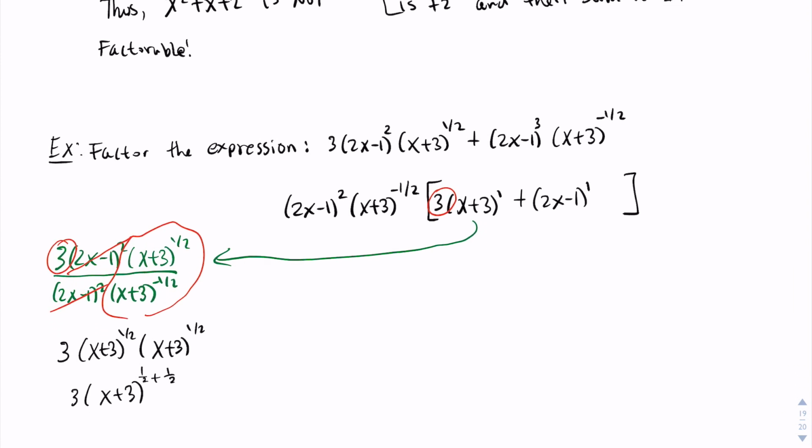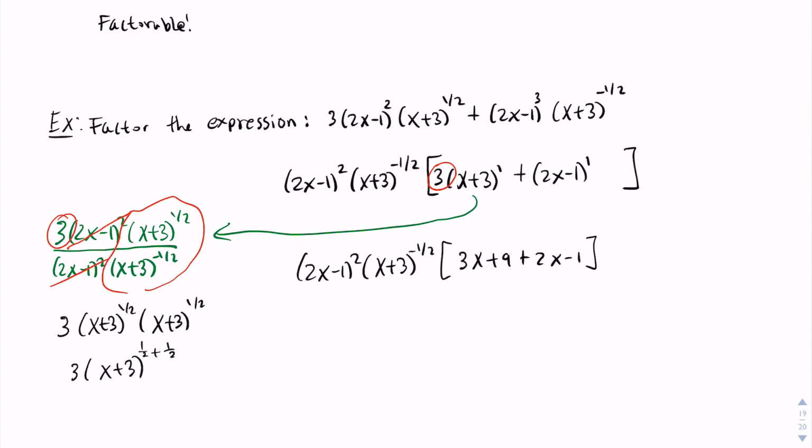Now, the last thing you have to worry about is, because the exponents here are 1, you should simplify them out. So it will look like this: 2x minus 1 squared, x plus 3 to the negative 1/2. And in here, you're going to have 3x plus 9 plus 2x minus 1. Because that exponent of 1 is not enough to protect anything. It's just going to allow things to distribute. So we're going to have 2x minus 1 squared times, notice that the exponent for x plus 3 is negative, so I'm going to move it to the bottom as x plus 3 to the positive 1/2.